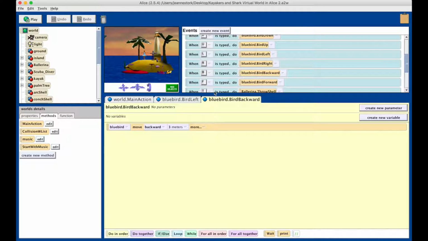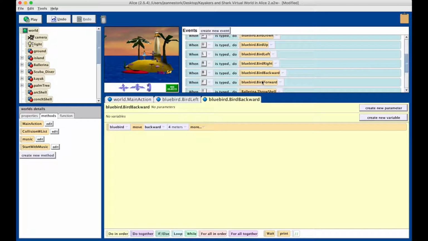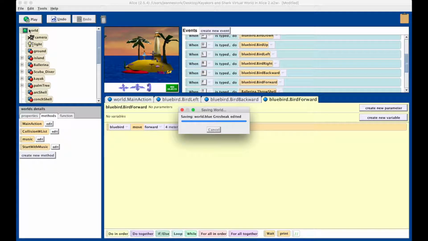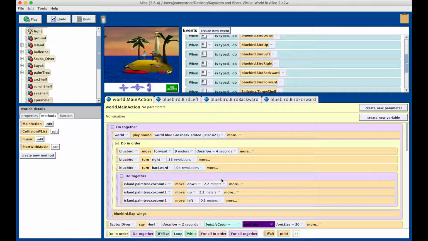Remember I said I didn't think the bird moved enough? I'm going to change 3 meters to 4 meters. I'm going to do that for both backwards and forwards. Always remember to save after you've made any changes. And now the bird will pop forward more and shrink backwards more.